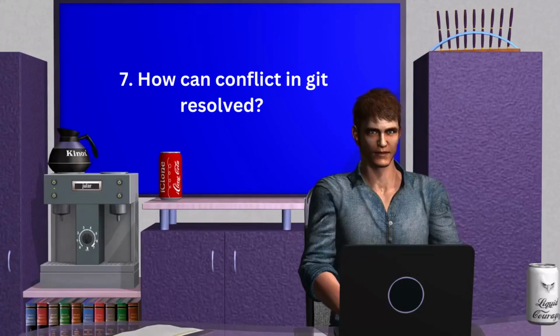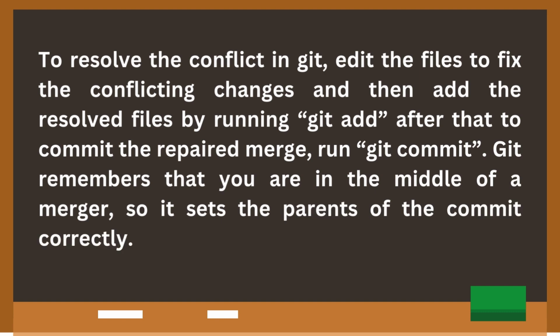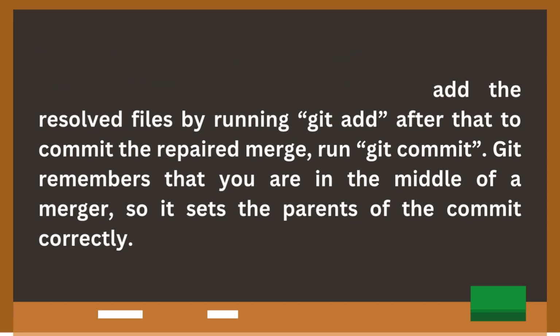7. How can a conflict in Git be resolved? To resolve the conflict in Git, edit the files to fix the conflicting changes and then add the resolved files by running git add. After that, to commit the repaired merge, run git commit. Git remembers that you are in the middle of a merge, so it sets the parents of the commit correctly.